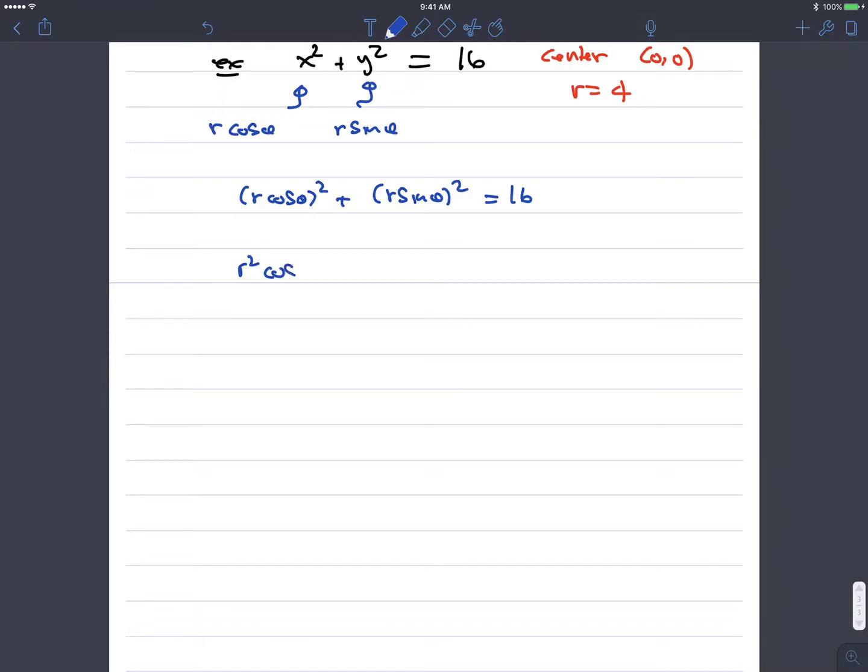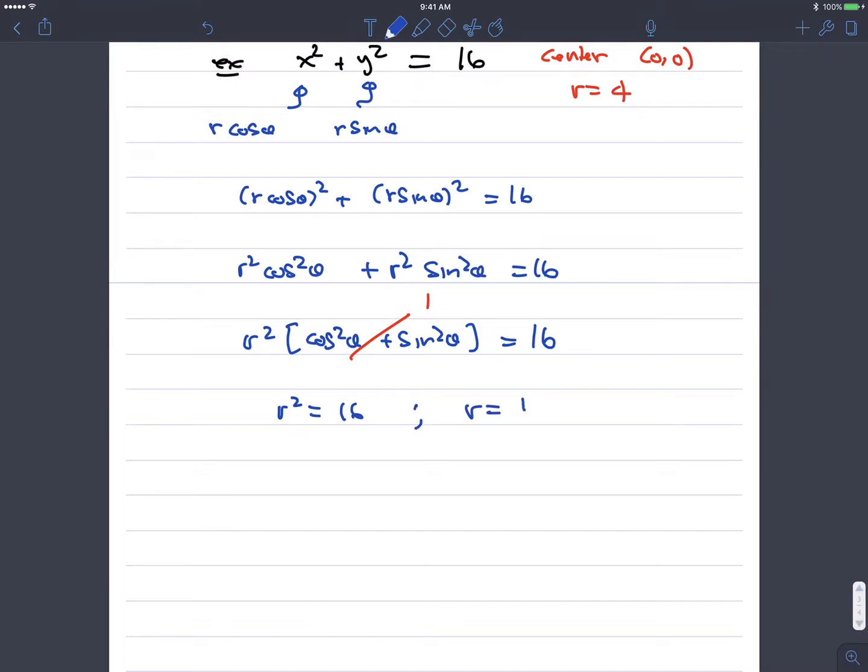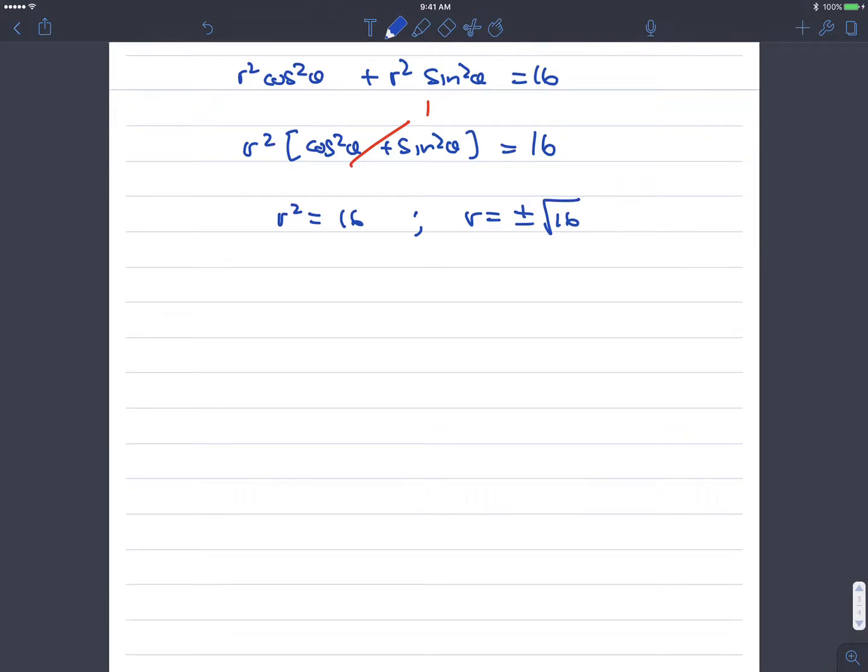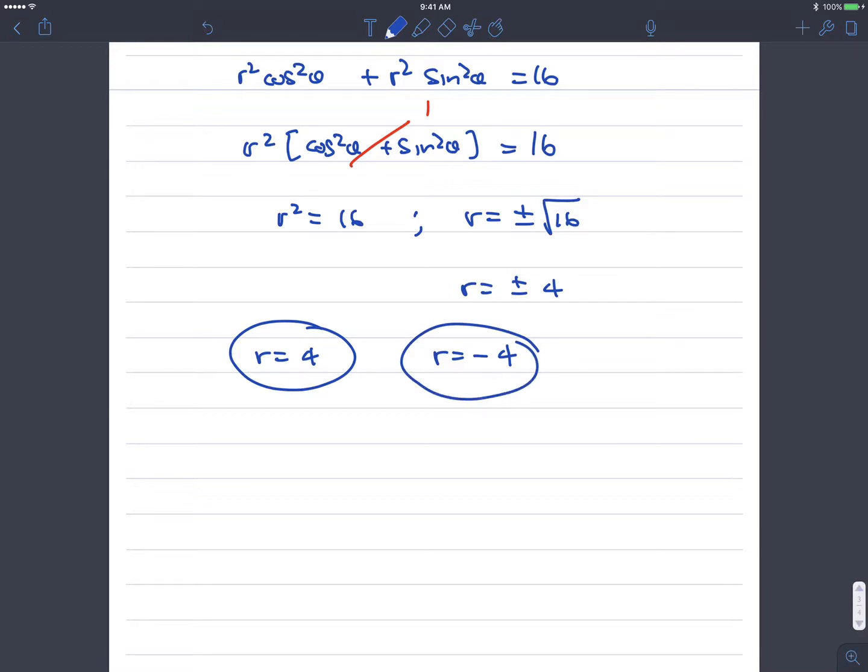Continue with our algebra: r squared cosine squared theta plus r squared sine squared theta is 16. Factor out the r squared. You get r squared times cosine squared theta plus sine squared theta is 16. What do I know about this? This is 1. And so I have r squared going to be 16, which means r will be plus or minus square root of 16, square root formula. And r will be plus or minus 4. So if I have the polar equation of r is 4, or if I have the polar equation of r is minus 4, what we know is that these will be circles, radius 4, centered where? At the pole or at the origin. Just like the Cartesian version.